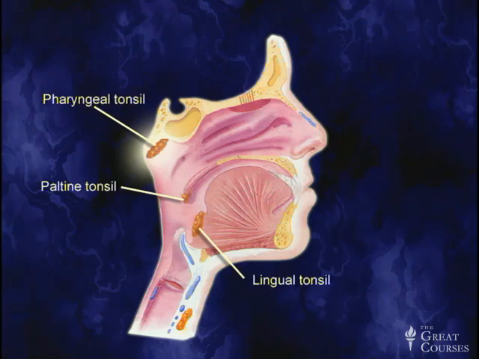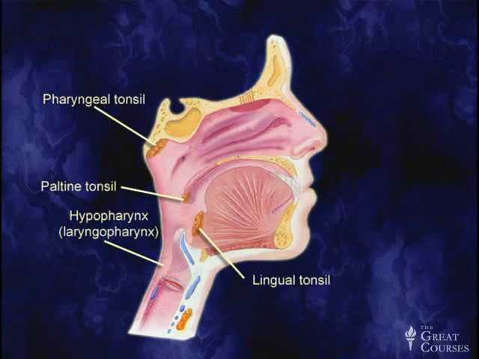These are lymphatic tissue, kind of tissue we saw in the last lecture, but of a solid nature, not circulating, and they are protection from infection. We have the hypopharynx, which is the lowest portion of the pharynx. And finally, we get down to what is called the voice box, or the larynx.